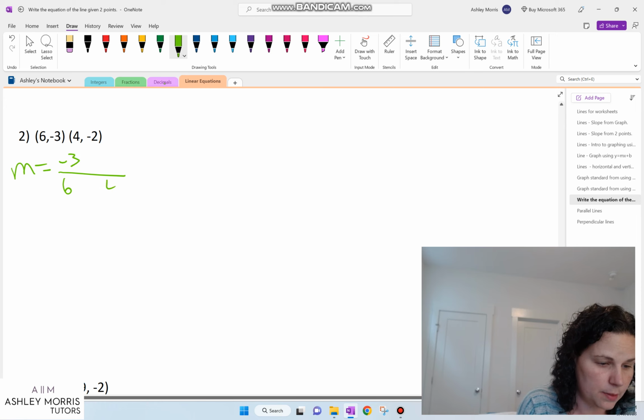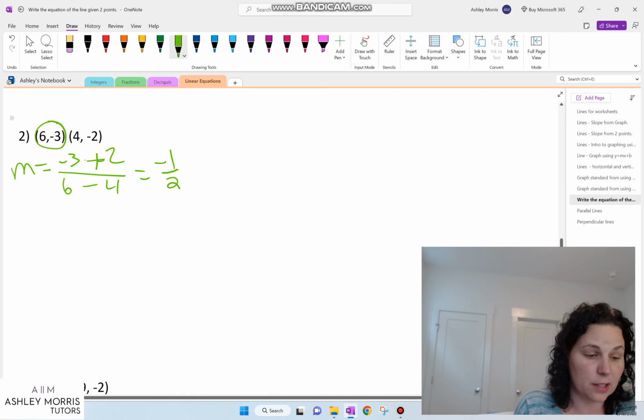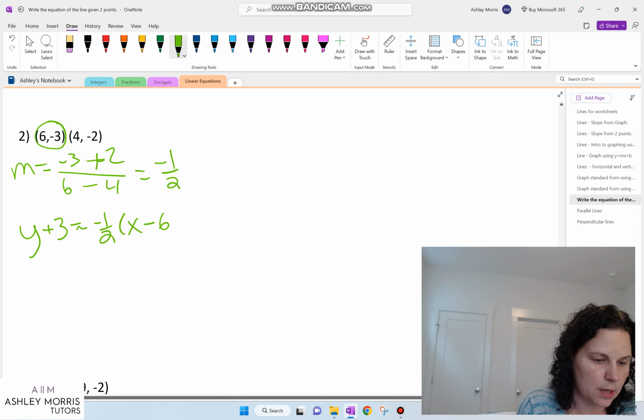Always get your slope first. Down, up, and then, that's supposed to be 2. And then subtract. So -1 over 2. Slope is 1/2. Cool. I'm going to use the first ordered pair again because it's first. Y minus y sub 1, so y plus 3 equals m times x minus x sub 1. That's point slope.